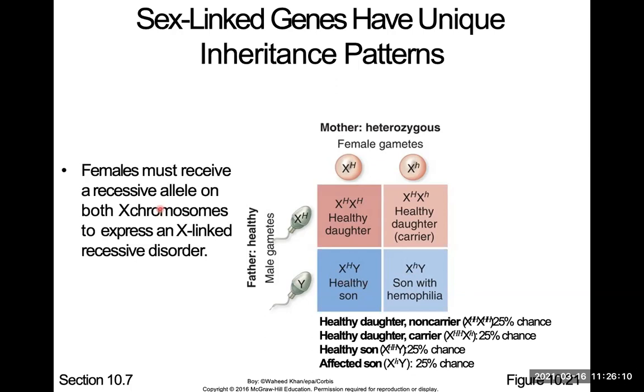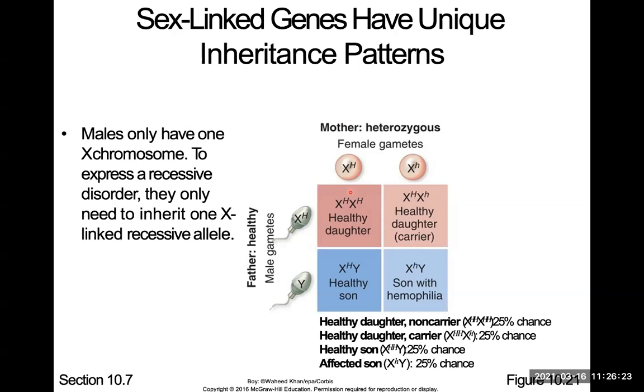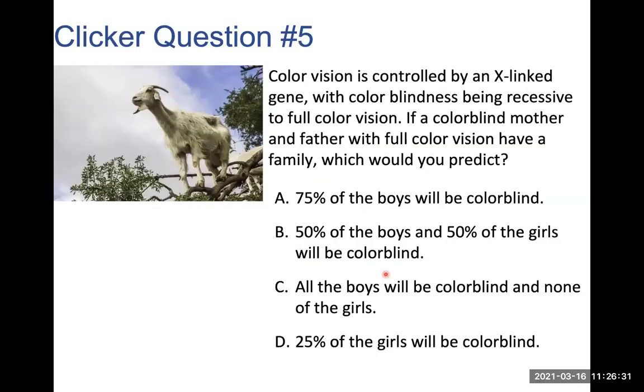I have a question for you guys that I want you to work on. Females, in order to be sick, need to receive the recessive allele on both of the X chromosomes. If it's just one, then they're just carriers. Males only have one X chromosome. To express the recessive disorder, they only need one X-linked recessive allele, and they're going to be sick. So that's the question I have for you guys. I'm going to give you a few minutes. Do a Punnett square and tell me the answer in the chat.